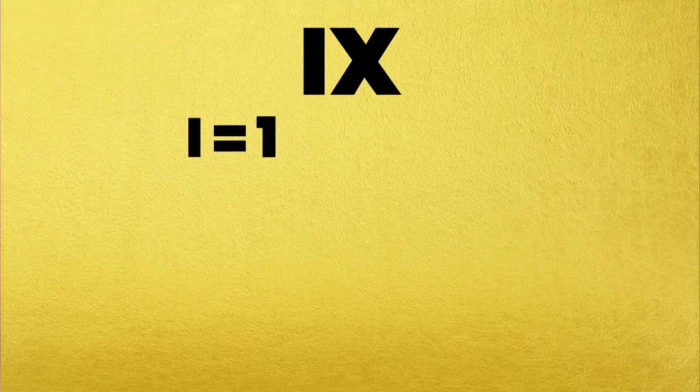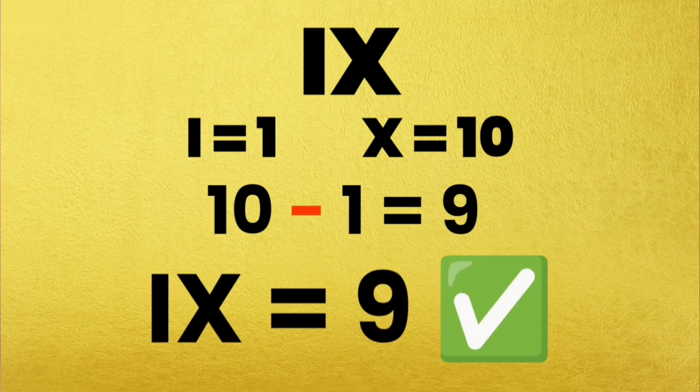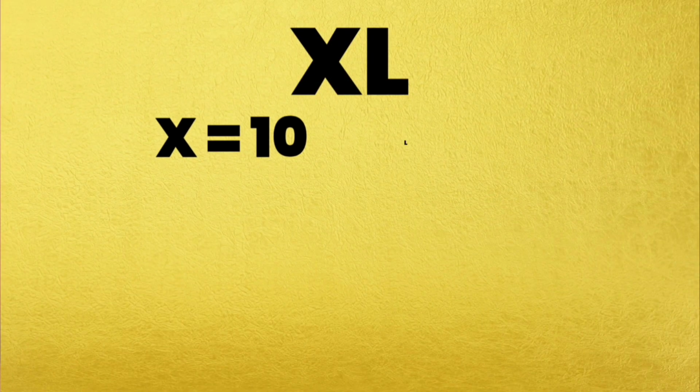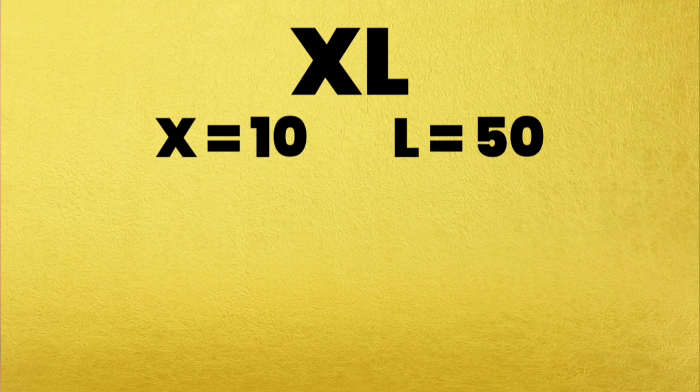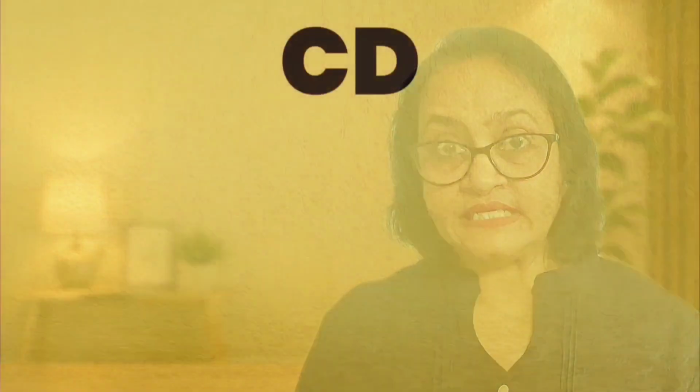For example, IX. I is 1, X is 10. I comes before X. So 10 minus 1 is equal to 9. So IX is 9. XL. X is 10, L is 50. X comes before L. So 50 minus 10, which is equal to 40. So XL is 40. CD.